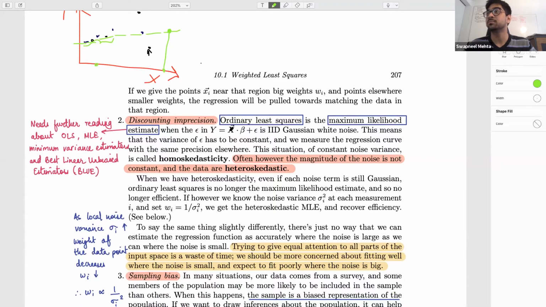The other idea is the version of the same, discounting imprecision. There is some theory for this simple statement that we will get into again in the review. But these are the keywords you should Google to understand what's going on, or you should read the initial chapters. So ordinary least squares is the maximum likelihood estimate when the epsilon is IID Gaussian white noise. IID is independent identically distributed. We've covered this before, so I won't go into details, but the idea is the variance is constant. I guess I'll just say that for now.